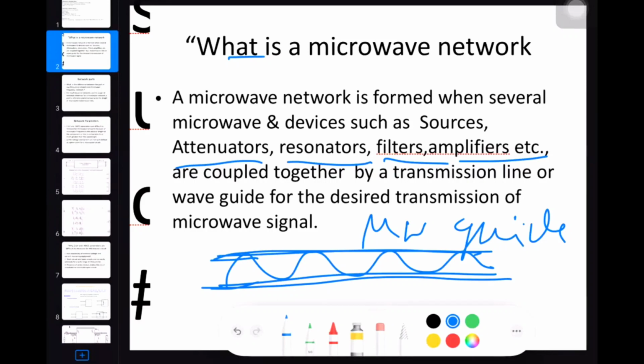The surface, the layer on which the signal travels, is called a guide, and here the microwave signal will propagate. So whenever a microwave signal is guided in a closed structure, which is a hollow structure, that forms a waveguide.